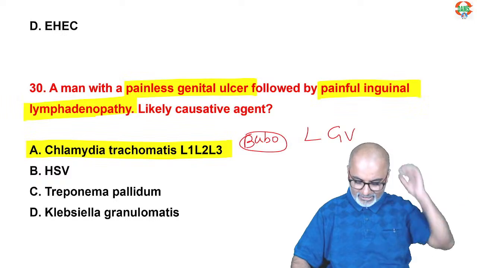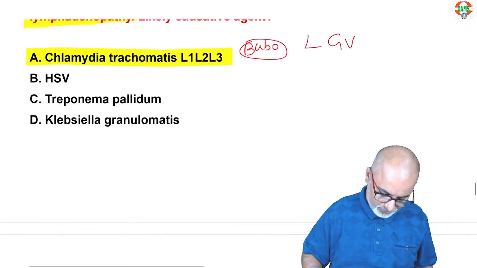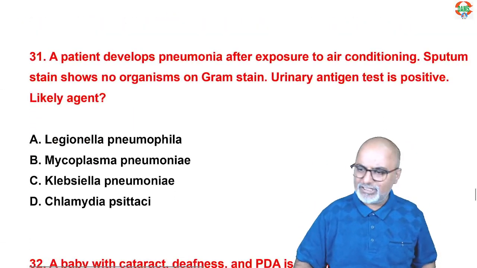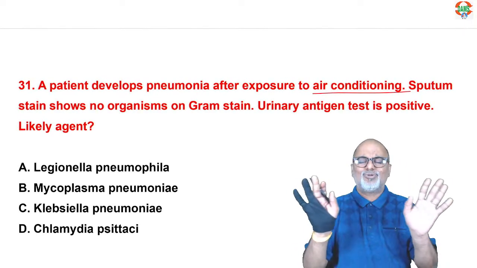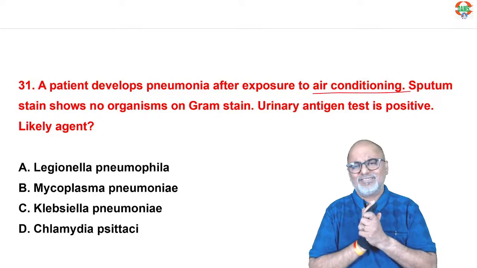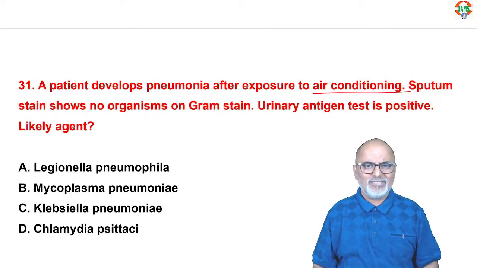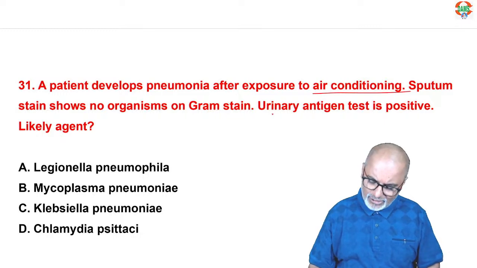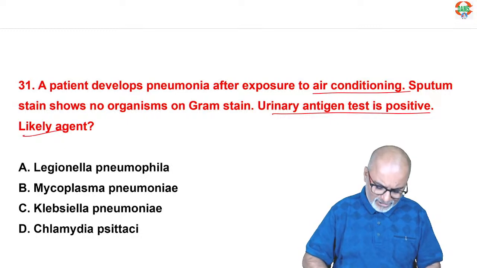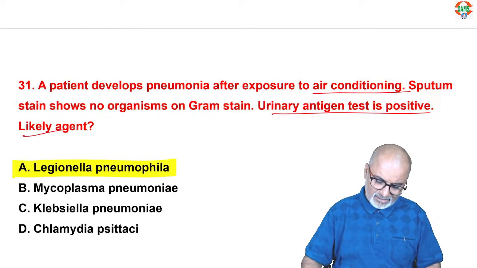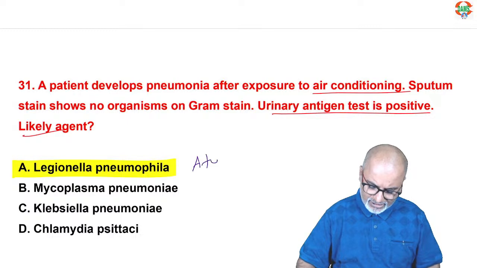Okay. Next, a patient develops pneumonia after exposure to air conditioning. That's a clue. After air conditioner, they develop pneumonia. Usually it won't take Gram stain, it takes silver stain, urinary antigen positive. Little tough question, but the organism is Legionella pneumophila. Atypical pneumonia from air conditioner.